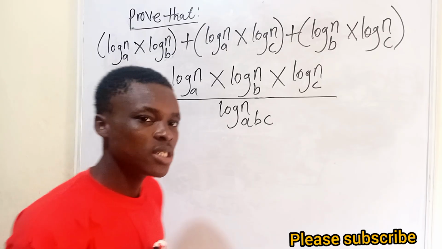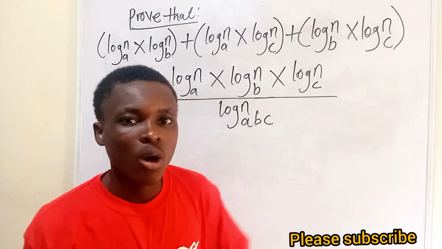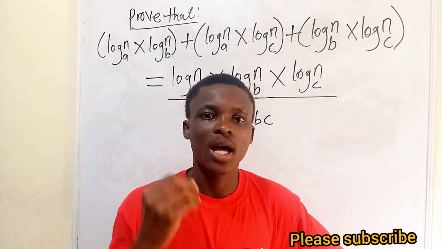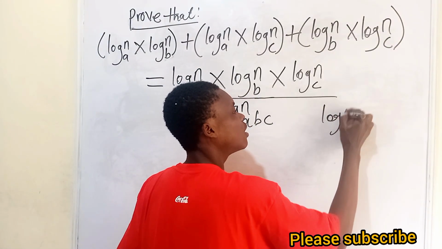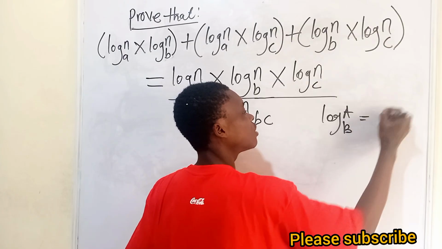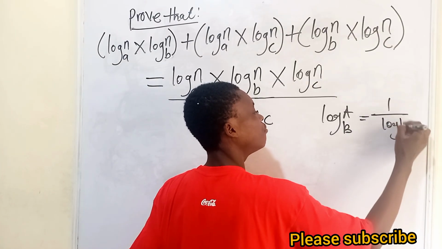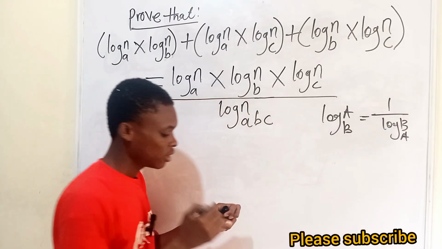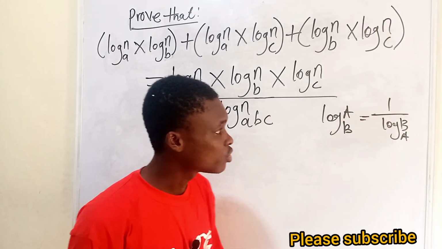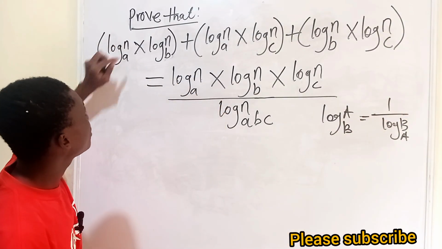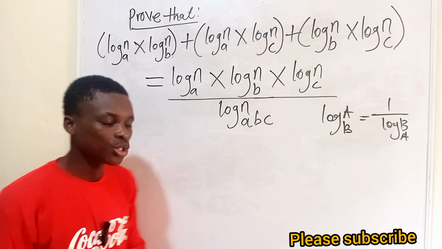All right, the reciprocal law states that when the log appears as a fraction, the log and the base interchange their position. So clearly, if we have log a base b, this equals 1 by log b base a. The log and the base here will interchange their position.